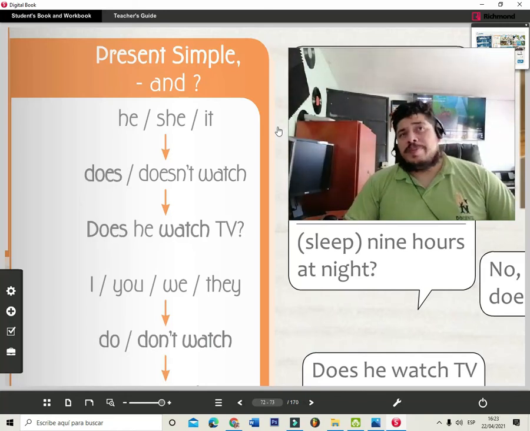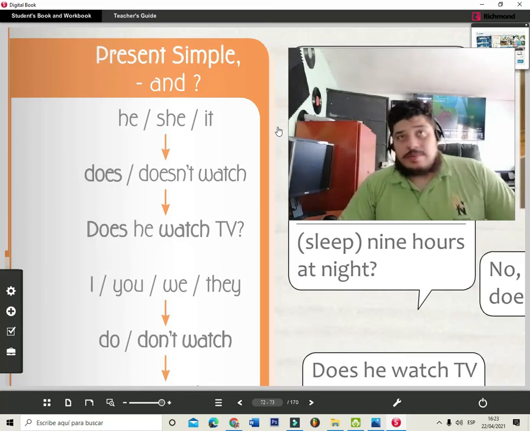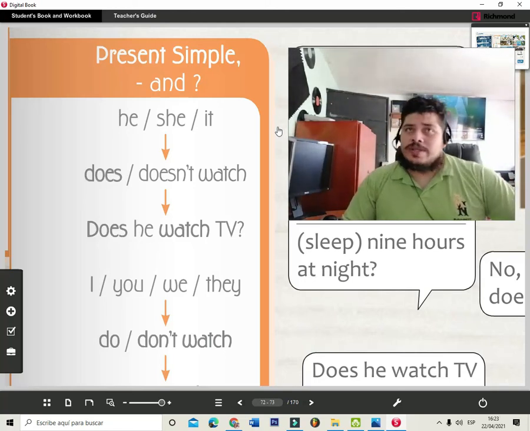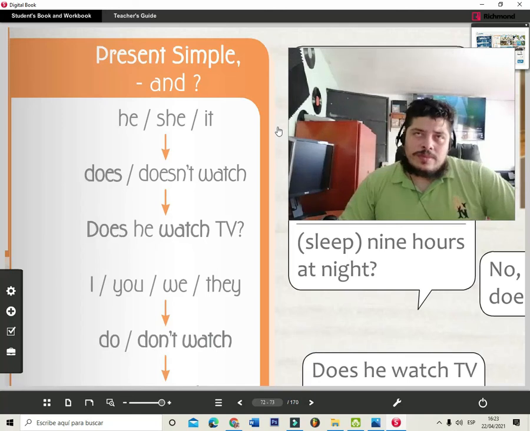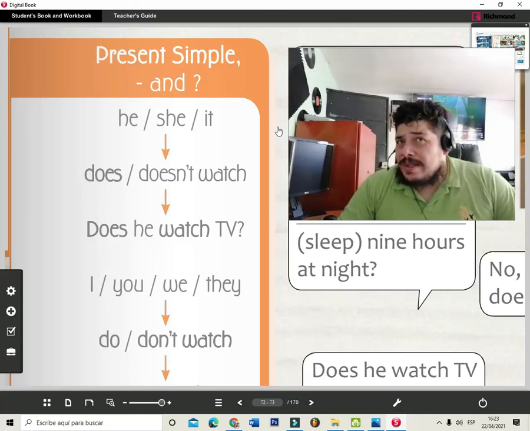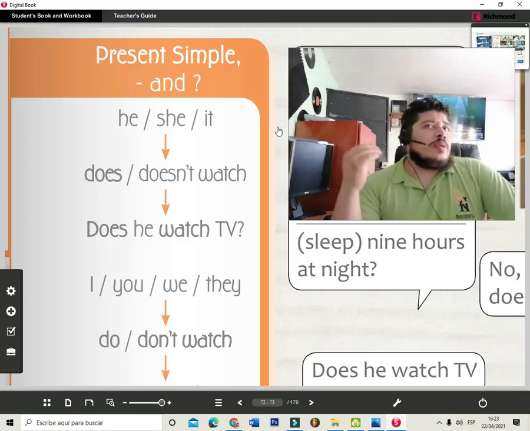Okay, for example, she is my friend. Is she your friend? You see, I am using the same verb to be to create a question. They are in Brazil. Are they in Brazil? Very simple. But what happens when we have an action verb?